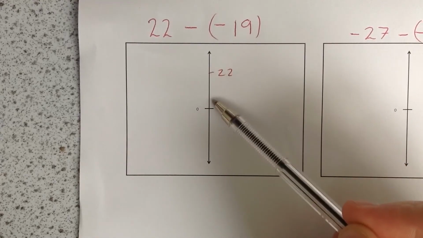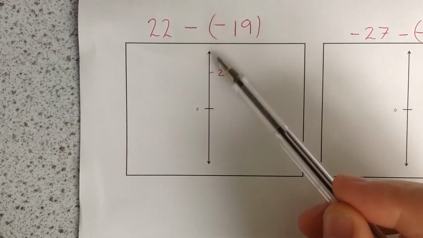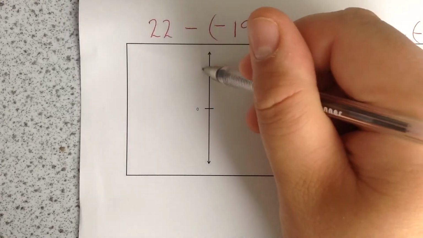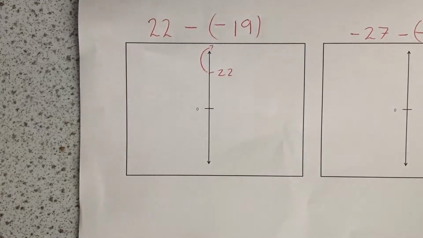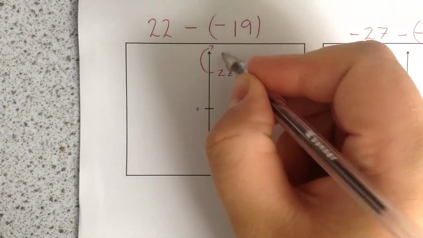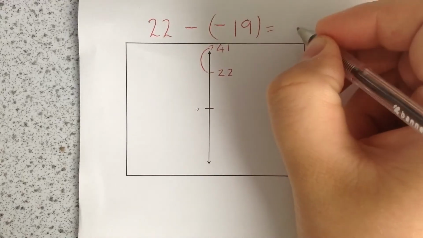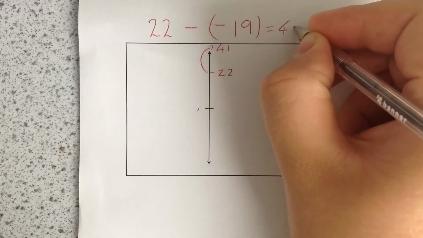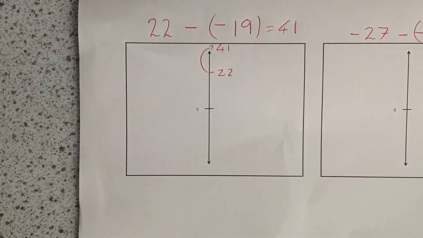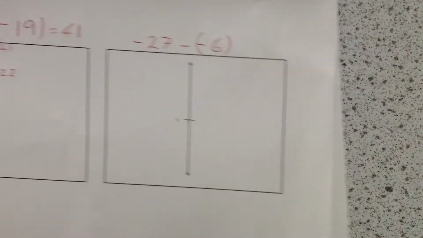So instead of going down 19 places to 3, we're going to go up 19 places, all the way up there, and that is going to be 41. So if we go up from 22, 19 places, we get 41. My final example.